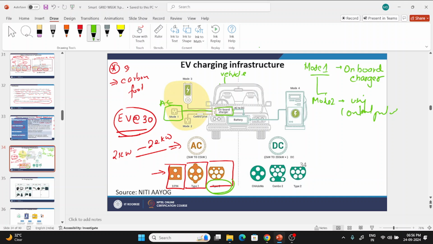Now, another is DC fast charging, which is mode 4. In this, there is no need of AC to DC conversion. You can charge the battery directly, which is a very fast way. That's why mode 4 of charging is very fast.